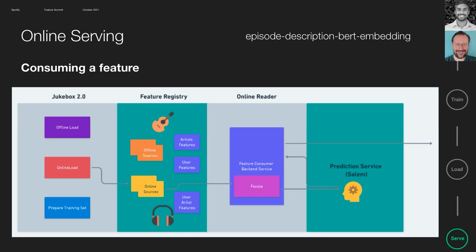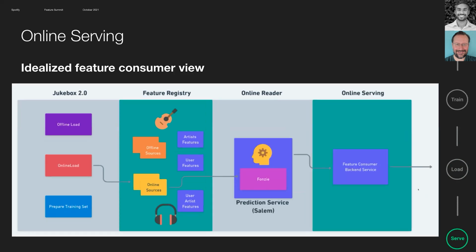It's not perfect. Ideally, we would actually be able to do feature loading within Salem. So if we go to the next slide, I'll show the ideal. In the BERT embedding case, all you need to do is specify that episode description BERT embedding, and Fonzie will figure out how to get that feature, get the latest feature. Can we go to the next slide?